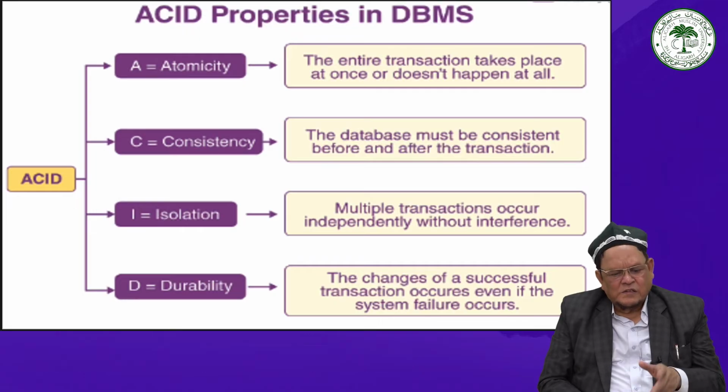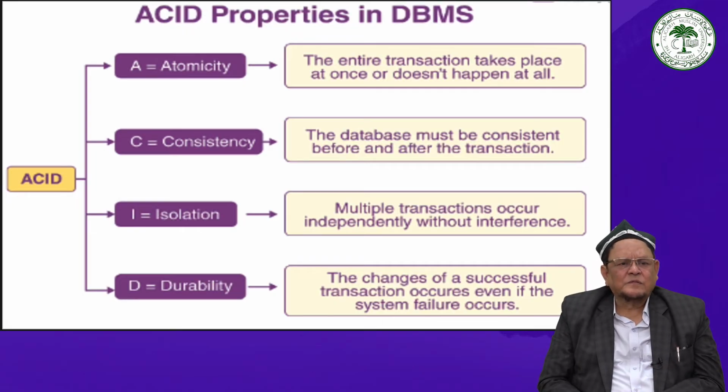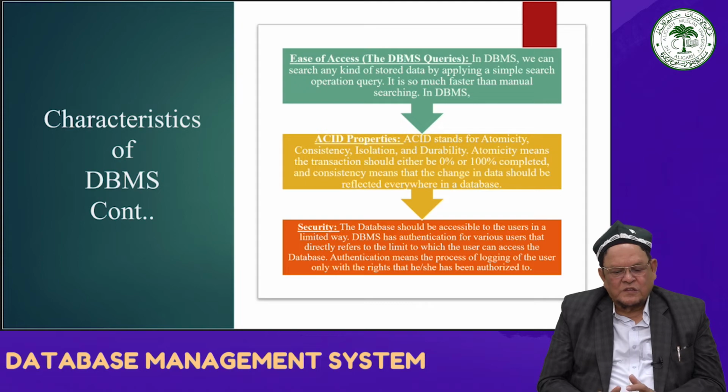So here, what I have discussed, I have given briefly in the slides. You can see on the slide: A for atomicity, C for consistency, I for isolation, D for durability. The entire transaction takes place, already explained for that. So here are the ease of access, database management queries, ACID properties, and security. These are also the main characteristics of a database management system.